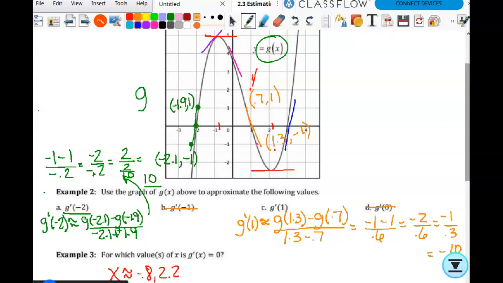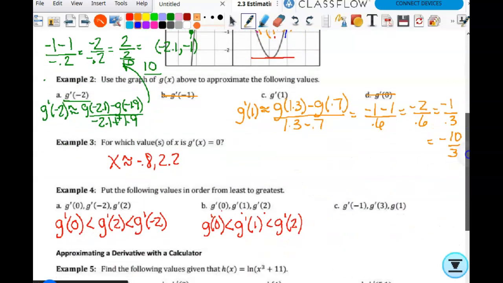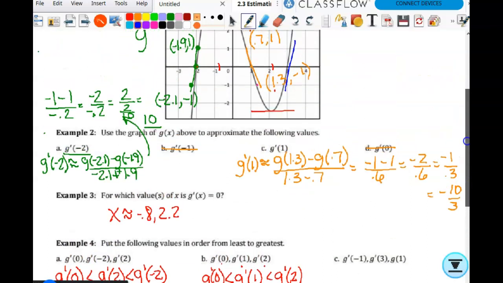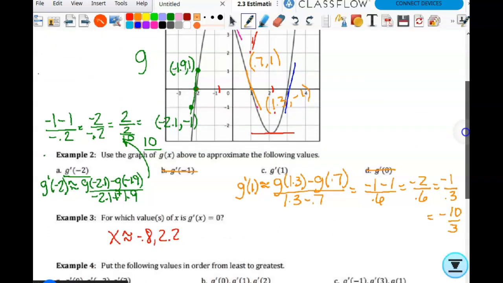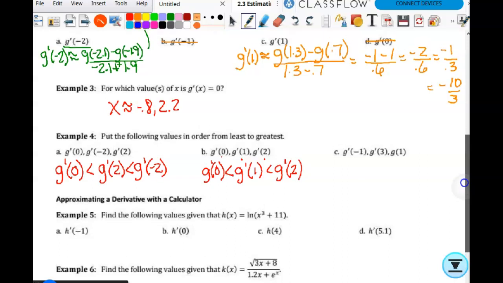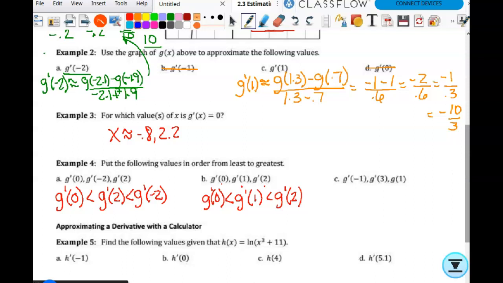It's prime. What did I do? Oh. Well, it does say G of 1. So G of 1. So let's go with what it says. Maybe it's a typo, but let's go with what it says. What is G of 1? 0. Okay, so that's 0.